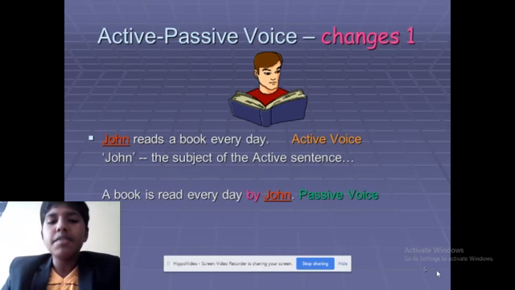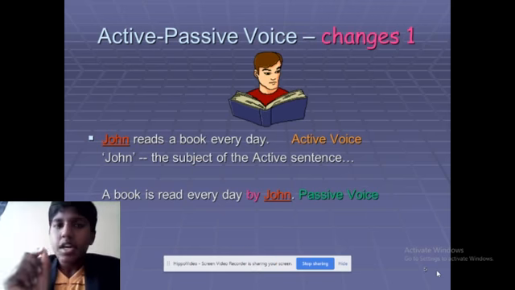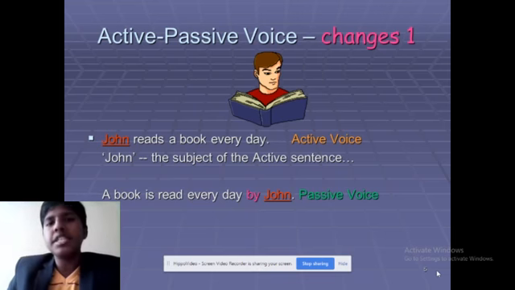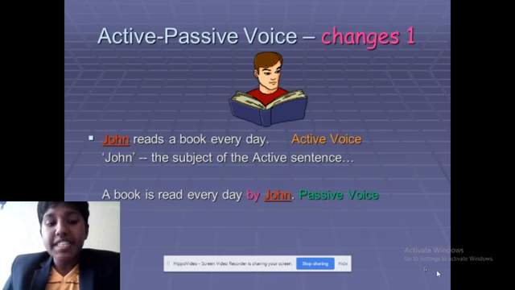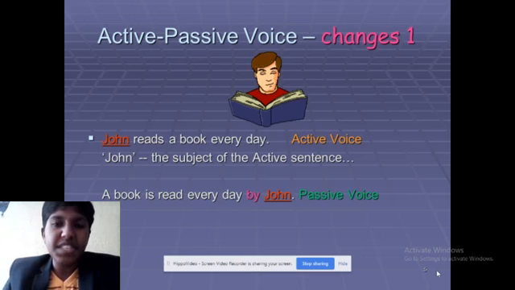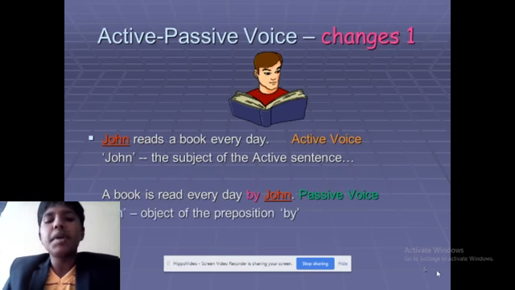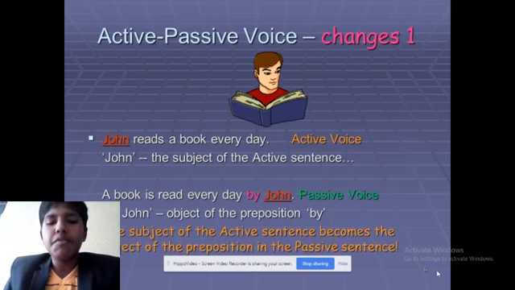So in the passive voice, we convert the object. The book was the object, so the book has become the subject in the passive voice, and John, who was the subject in the active voice, has become the object in the passive voice, followed by the verb, followed by the preposition by. So reads has become is read. The verb changes into the third form of the verb, V3, so it has become read, followed by the word is. So in the passive voice, it has become: a book is read by John every day.